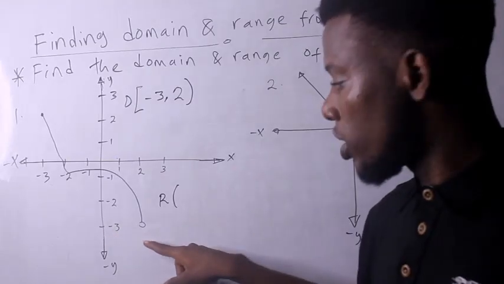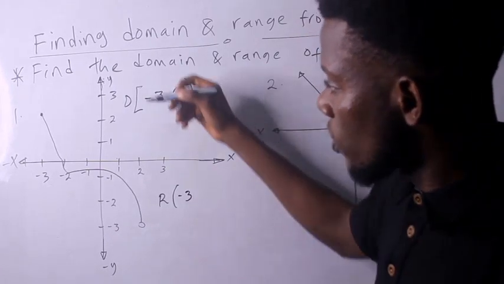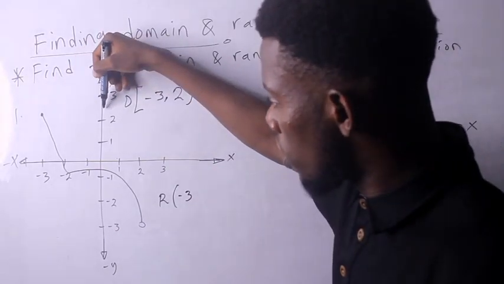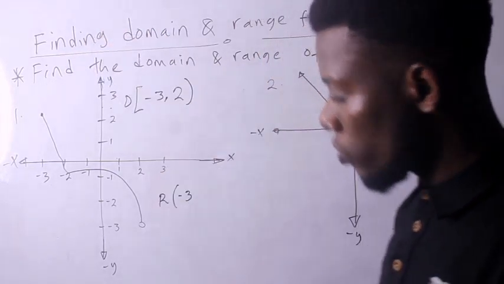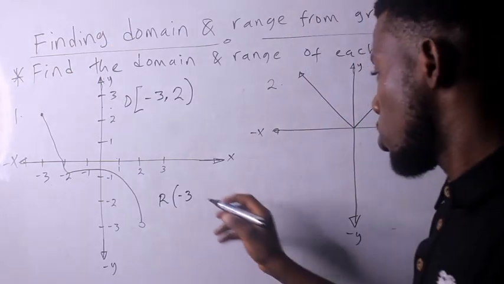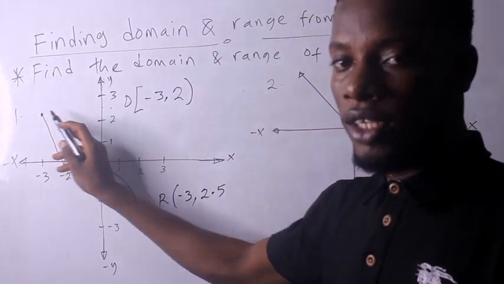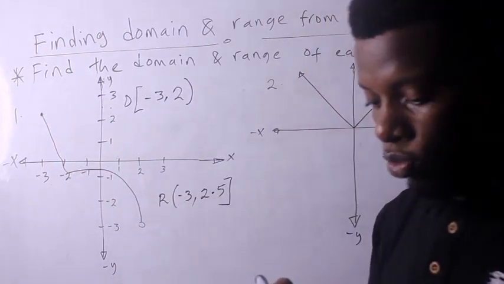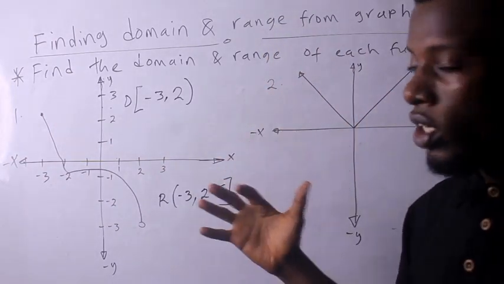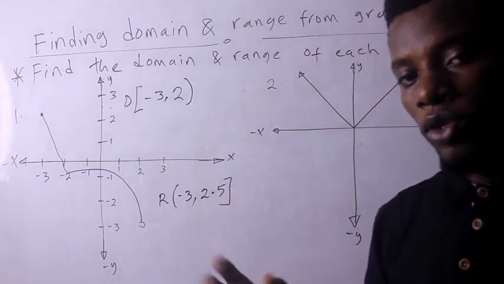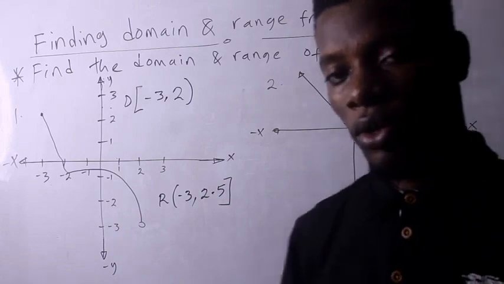But -3 is not included. So we have (-3 to what? To here, which is somewhere between 2 and 3. So we'll say that's 2.5. So it's (-3, 2.5], and 2.5 is included, so we close the bracket on 2.5. So the domain is a set of x values. You look at the x coordinate of that particular graph and write the domain. And for the range, you look at the y coordinate of the graph and write the range.